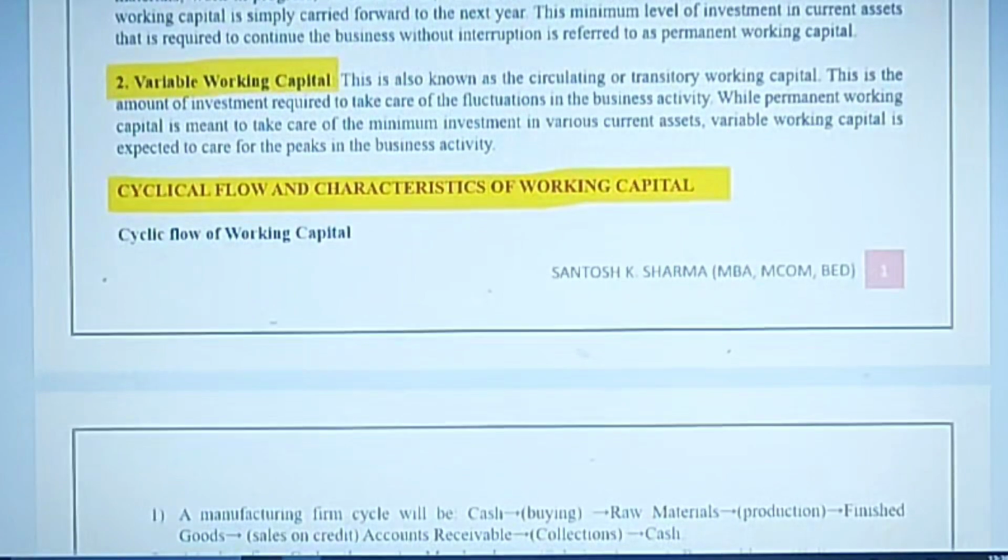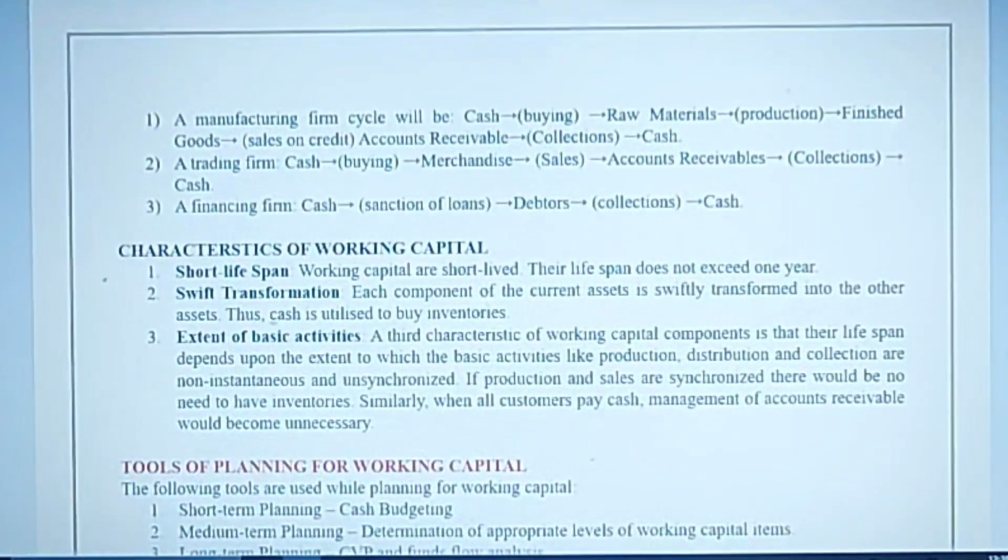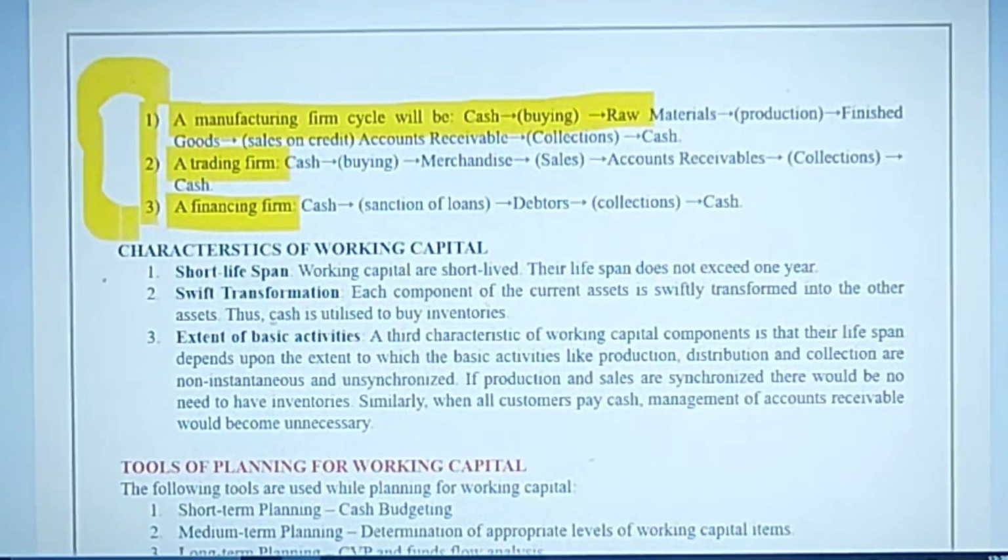The next topic is cyclical flow and characteristic of working capital. Now when we talk about the cyclic flow of working capital, how the working capital moves, these are the three steps that you should revise. In the first cycle it moves from manufacturing to the finished goods up to the customer. Then the trading firm, how they move the cycle of working capital, and financing firms. So basically you need to explain the three types of concerns or firms which use the different types of working capital.